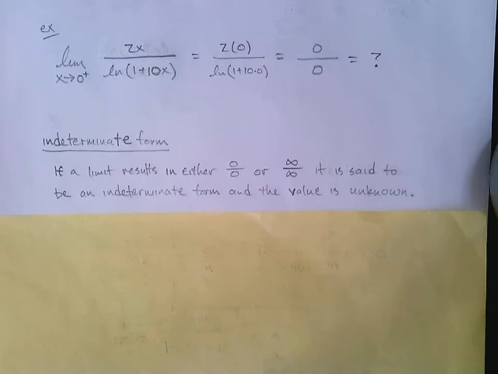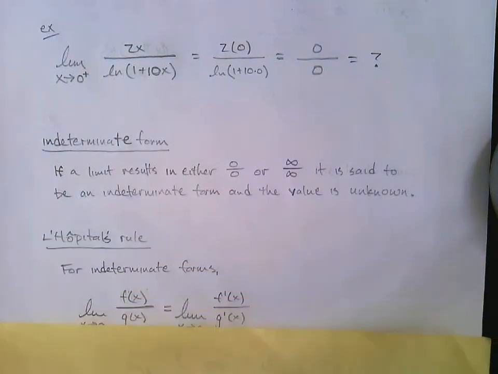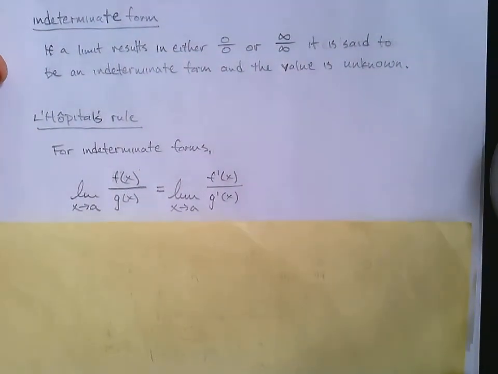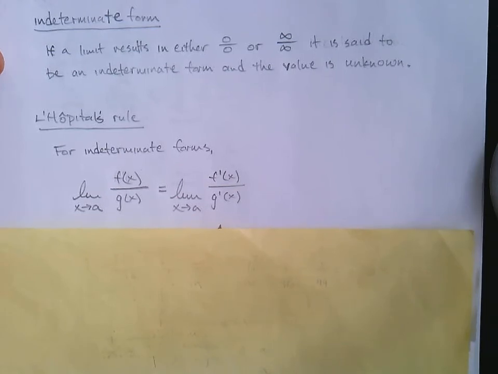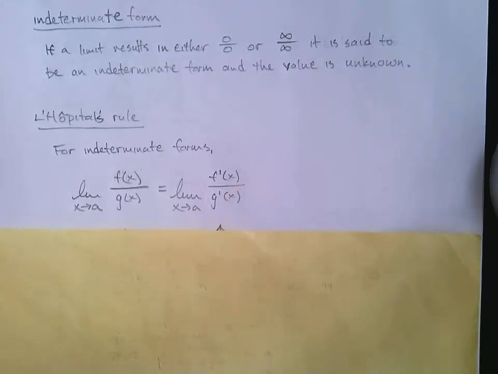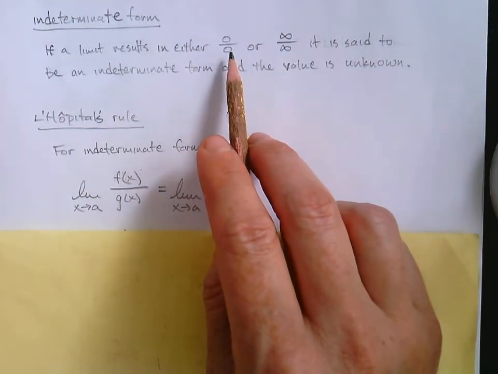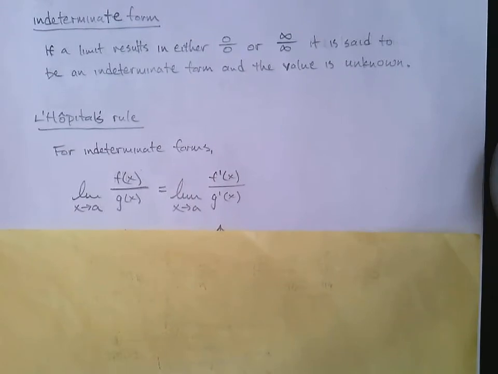So what's kind of nifty, L'Hopital has this rule. Specifically for indeterminate forms. So L'Hopital's rule says, for indeterminate forms, if you end up with either of these situations, 0 over 0 or infinity over infinity, here's what you can do.